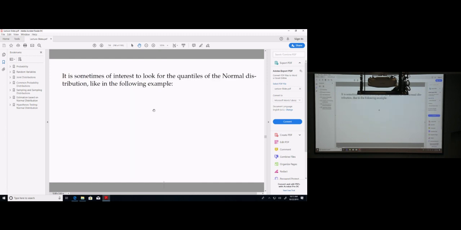So it is sometimes of interest to look for quantiles of the normal distribution, like the following example. Now, you shouldn't take this statement too absolutely seriously, because we are actually interested in looking for quantiles of any distribution, not just normal distributions. In fact, we'll be interested in the quantiles of the t distribution and chi-square distributions and some other distributions.